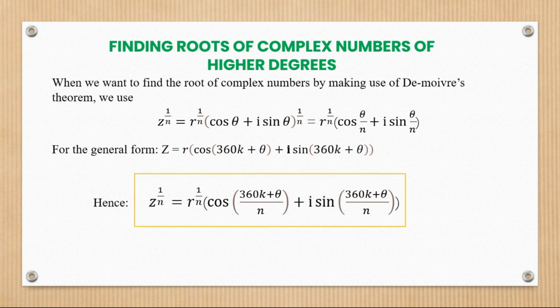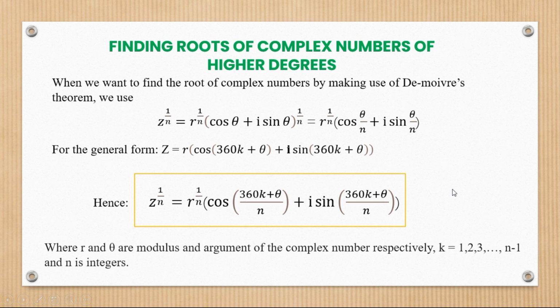So now this is the formula that you need to memorize, and this is the formula that we're going to be using to find the different roots of different numbers. This is true where r is the modulus and theta is the argument of the complex number respectively, where k is 0, 1, 2, 3 continuing up to n minus 1, and n is an integer. Now this is going to make a lot of sense when you look at different examples.